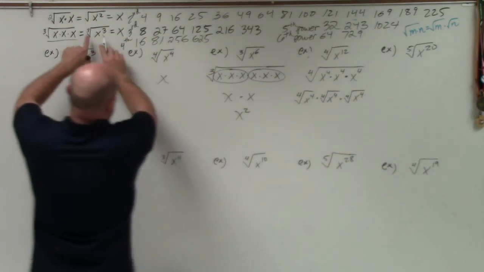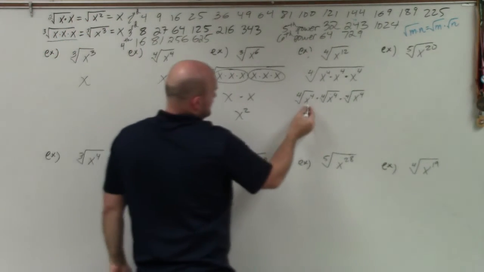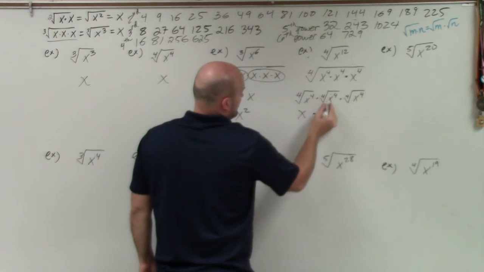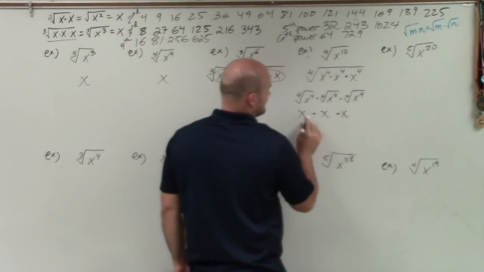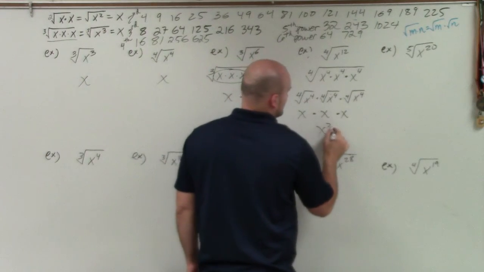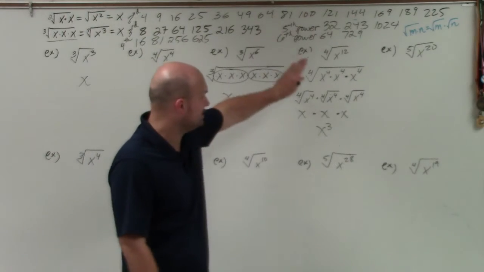And using this identity element, the square root of x squared is x. The cube root of x cubed is x. The fourth root of x to the 4th is just x, and that is true for each of the three factors. X times x times x is x cubed. OK? So we could use prime factorization and the product rule.